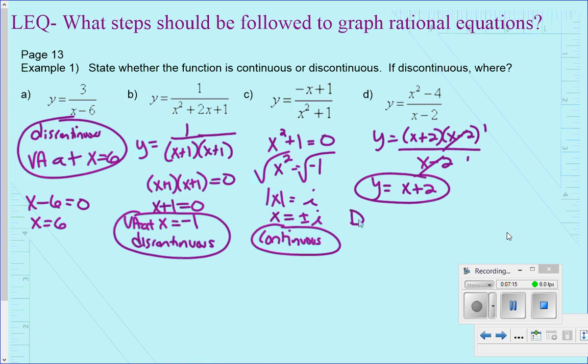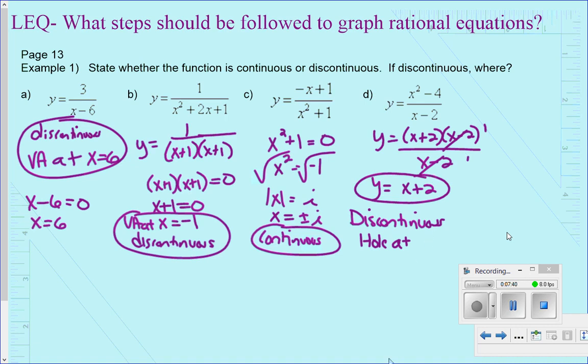And I'll explain why, but let's write that. It's discontinuous because there's a hole. And we're going to figure out where the hole is in just a moment. Now, first of all, I know that there is a hole because I was able to factor and cross off common factors. Anytime there are common factors, then there are holes.